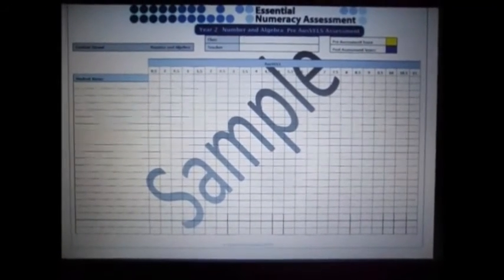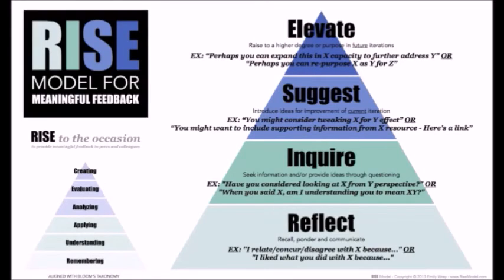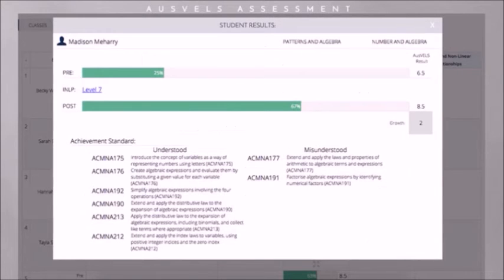Another example is the RISE model. It consists of stages to create, evaluate, analyse, apply, understand and remember. All these models require reflection for improvement, evidence of student progress and their achievements of what students have learned.